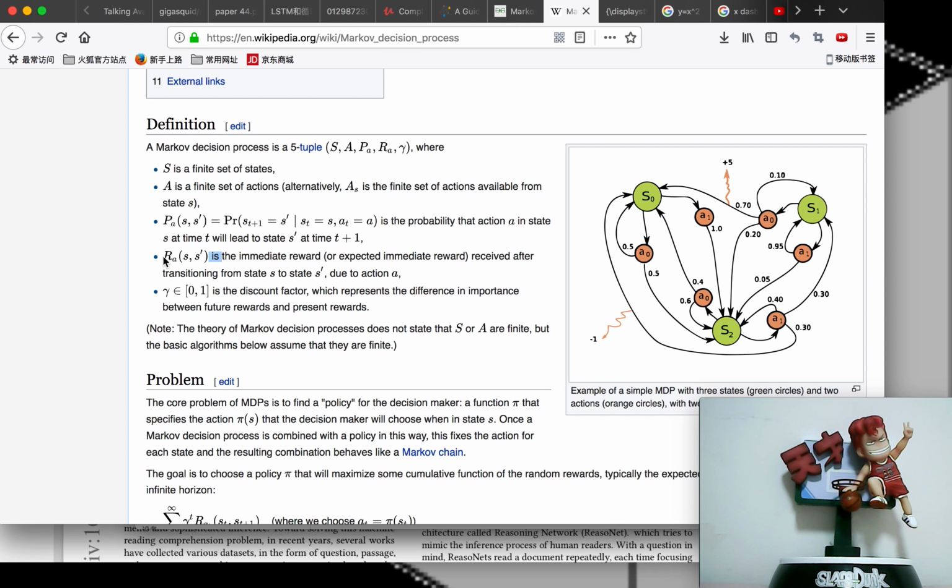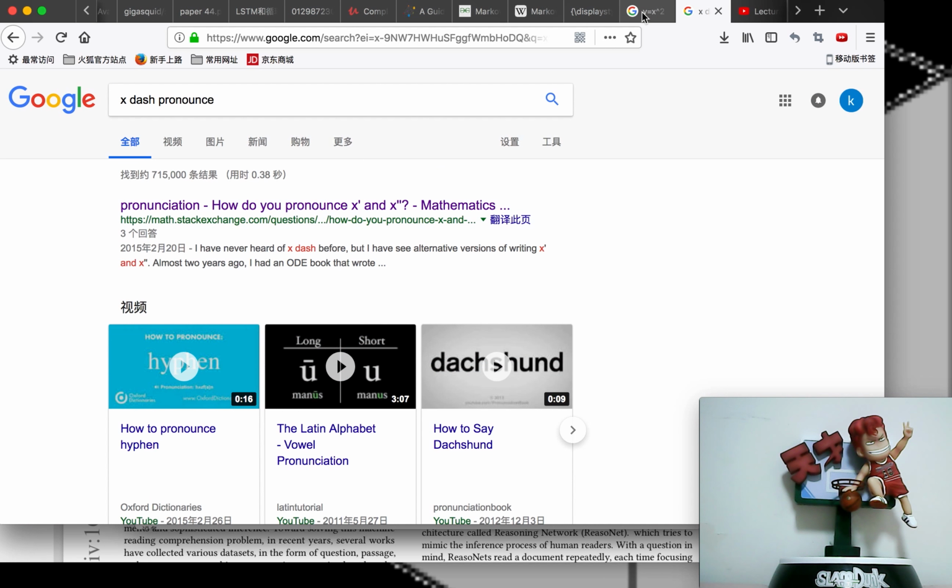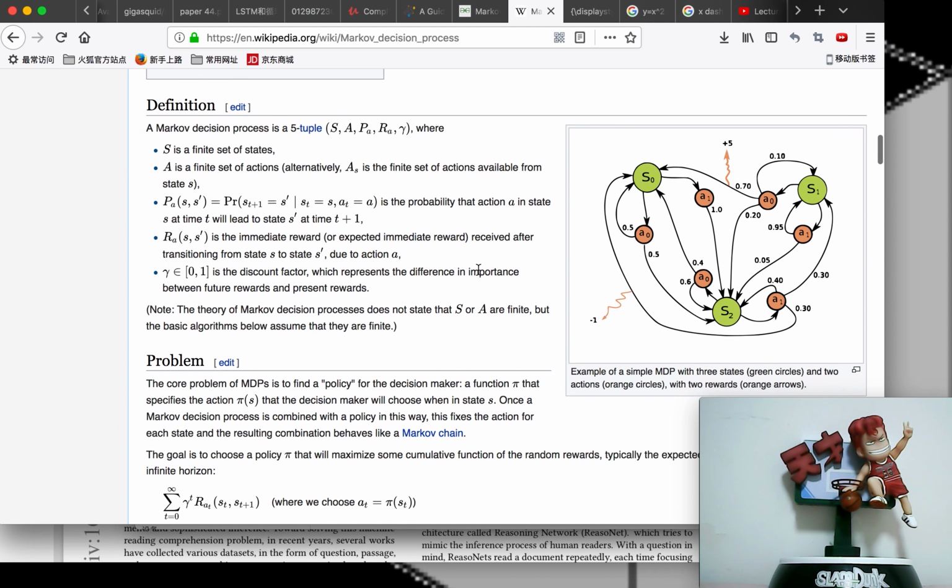And this function here is a reward function. If you transition from state S to state S prime, then you'll get a reward. Of course, the reward could be either positive or negative. Let's say in this example, if you turn your car into an overheated state, then you get a punishment of -10. And gamma here is the discount factor, which represents the difference in importance between future rewards and present rewards. But just to give you a simple definition, I think we can ignore the gamma here.